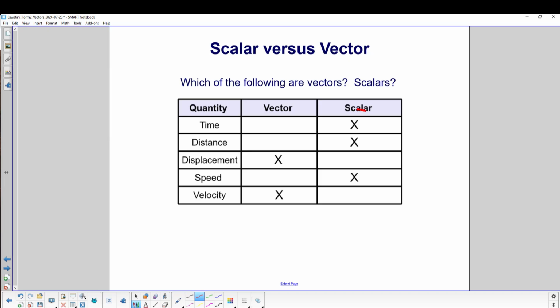Time is a scalar. It has no direction. It just has a magnitude. Distance is also a scalar, no direction associated with it. Displacement, you have a magnitude and direction, so that is a vector. Speed is just a scalar. That's what you would read on an odometer. It doesn't tell you which way you're going. Velocity tells you the magnitude of your velocity and also what direction you're headed.